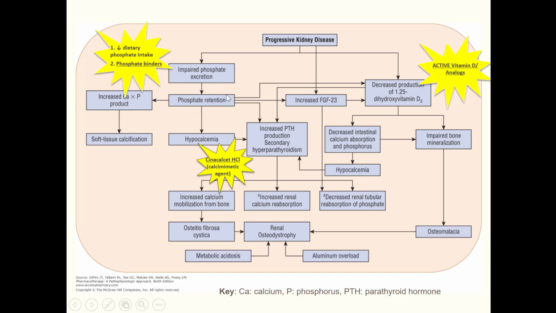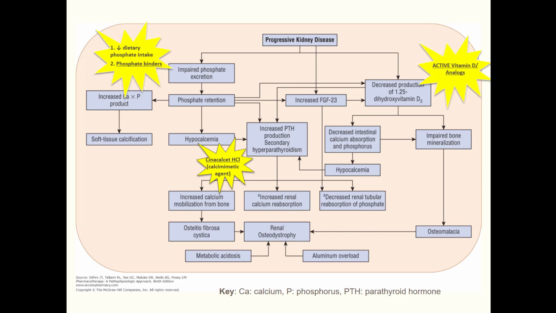Now, an increase in phosphate will also lead to increased FGF23, which can also lead to decreased production of 1,25-dihydroxyvitamin D3. In order to compensate for decreased production of 1,25-dihydroxyvitamin D, we can utilize active vitamin D or vitamin D analogs. Due to decreased vitamin D, it decreases intestinal calcium and phosphorus absorption, which may lead to impaired bone mineralization, leading to osteomalacia or renal osteodystrophy.